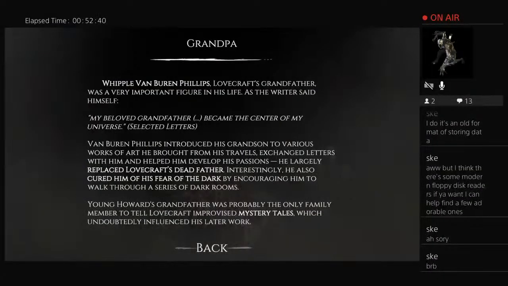Grandpa! Whipple Van Buren Phillips, Lovecraft's grandfather, was a very important figure in his life, and as the writer said himself, "my beloved grandfather became the center of my universe." Van Buren Phillips introduced his grandson to various works of art he brought from his travels and helped him develop his passions. He largely replaced Lovecraft's father. He also cured him of his fear of the dark by encouraging him to walk through a series of dark rooms.